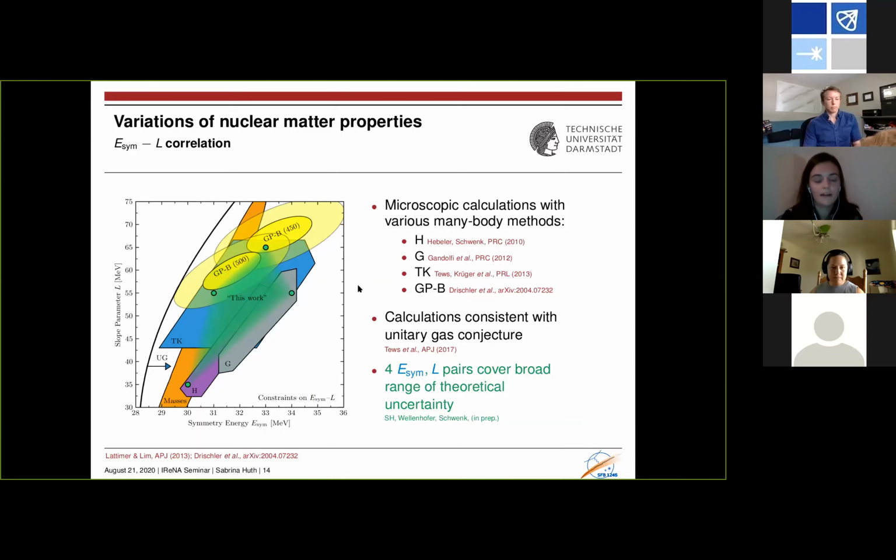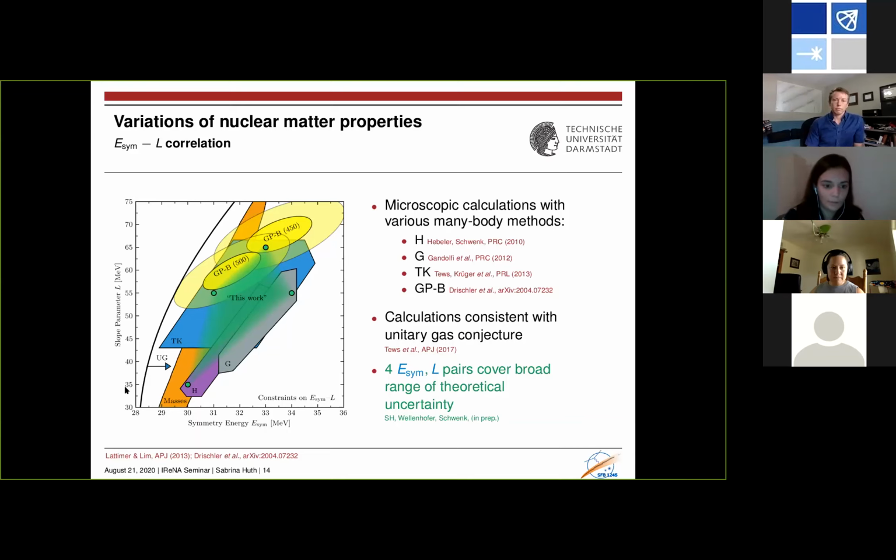So all of them are again based on chiral EFT, but they use these different many-body methods, and then they also come up with different ranges and also uncertainties for the slope parameter and the symmetry energy.